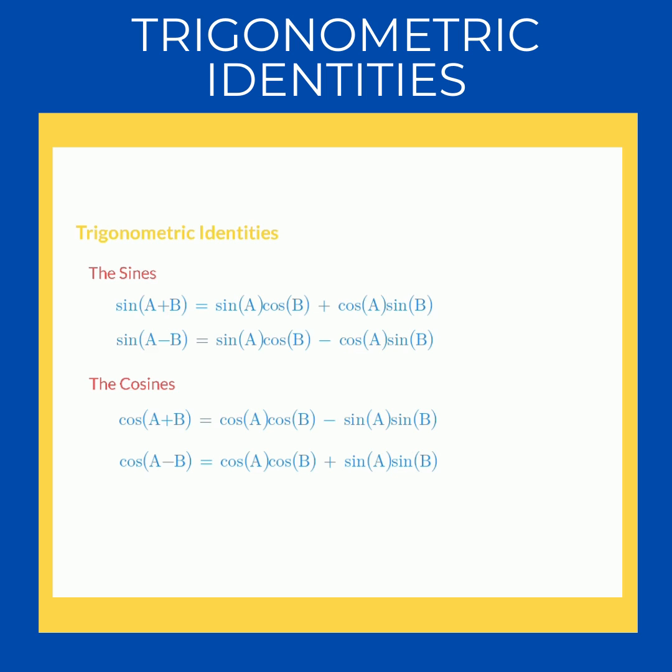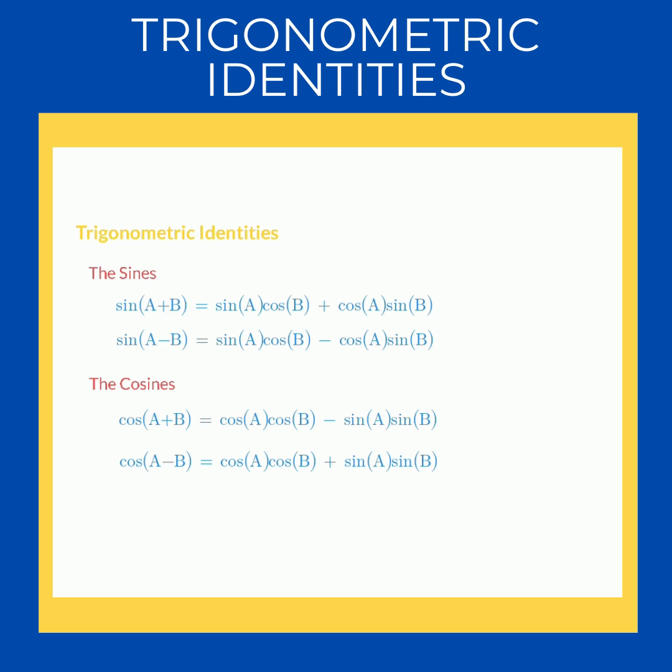If I have sine of a plus b, this is equal to sine of a cosine of b plus cosine of a times sine b. While for sine of a minus b, it is sine of a cosine of b minus cosine of a sine of b.